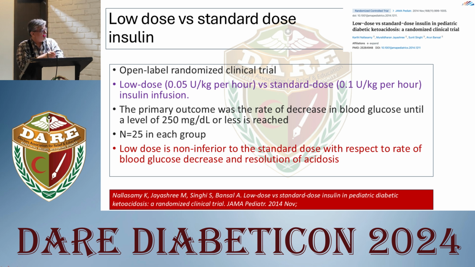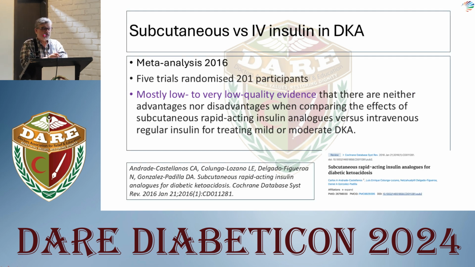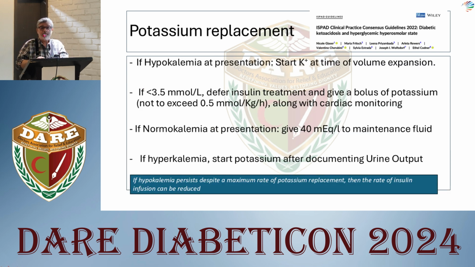For severe DKA, use 0.1 unit per kg per hour. Subcutaneous insulin, we never give subcutaneous insulin in patients with DKA, so leave it. Now, potassium is very important. As I told you, all DKA patients will have intracellular hypokalemia. Even if you check serum potassium and it is normal, don't get fooled by that.